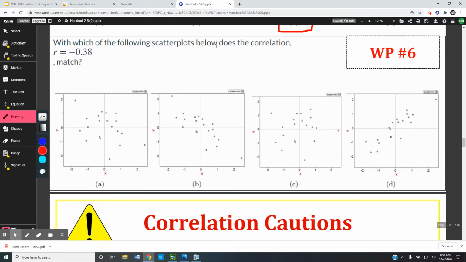Which of the following scatter plots does the criteria below follow? So now look at what we have. We have a negative correlation. So we want to find dots that are negative, going downhill. This one is a no. These are going uphill. Now this one is a negative, but those numbers are pretty darn good, right?